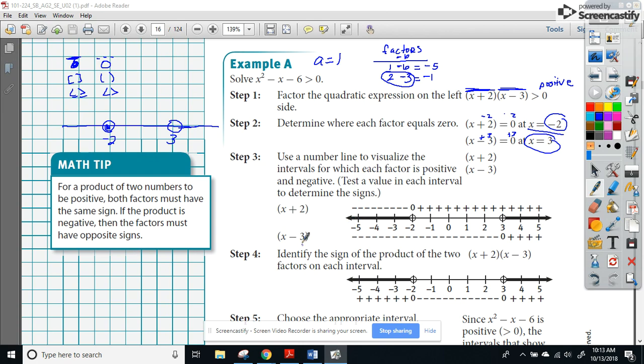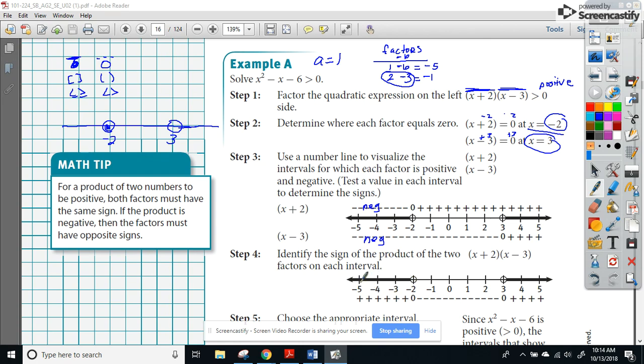You plug those same numbers in down here, you also get a negative number because negative 5 minus 3, that's negative 8. So you get negative numbers right here. So if these are negative numbers right here, and these are negative numbers right here, what happens when you multiply a negative times a negative? You get a positive. So they're saying right here, these are negative numbers for this factor. These over here will be negative numbers for this factor.